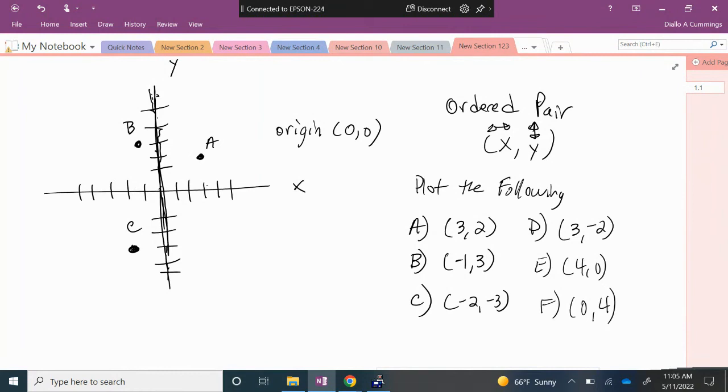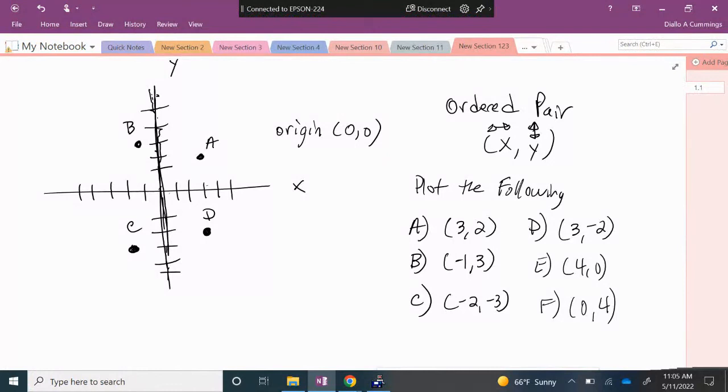Next, we have point D, which is (3, -2). So again, I'm at the origin. My horizontal component is +3, so I'm going to move 3 places to the right. My vertical component is -2, so I'm going to go down 2. And we have point D, which is in the fourth quadrant.